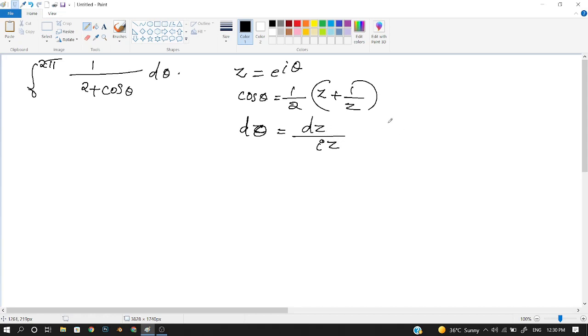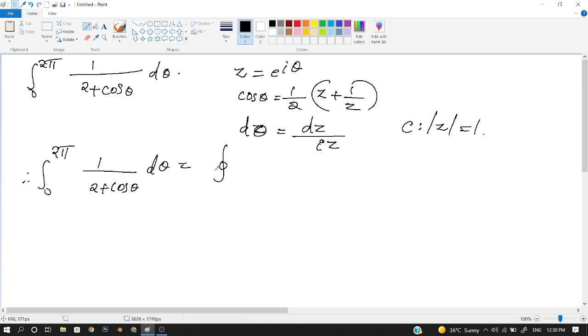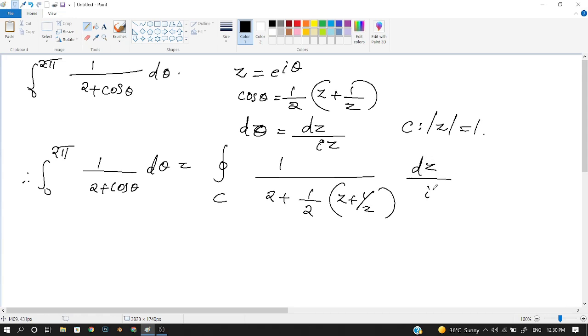And here the curve C is mod z equal to 1. So integral 0 to 2 pi 1 by 2 plus cos theta d theta is same as integral over C 1 by 2 plus half z plus 1 by z, then instead of d theta we have dz by iz.